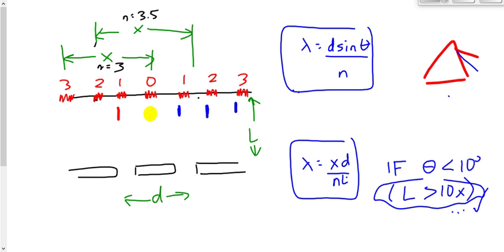So what we have here is crest and crest come together, and/or trough and trough come together. What we get here is crest meets trough, and the light cancels out.